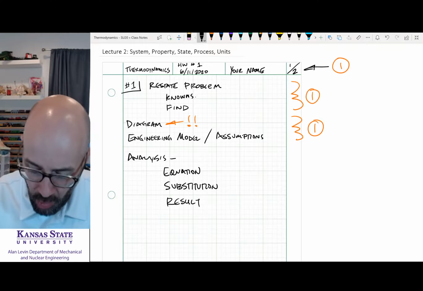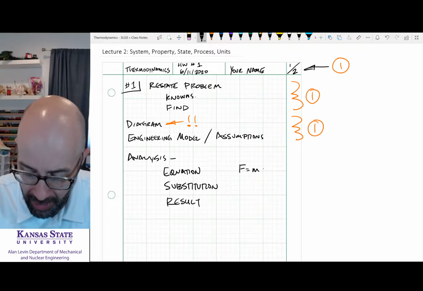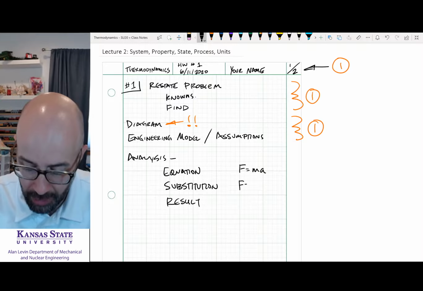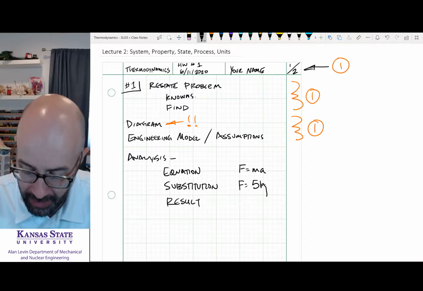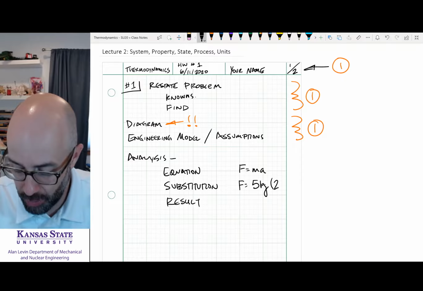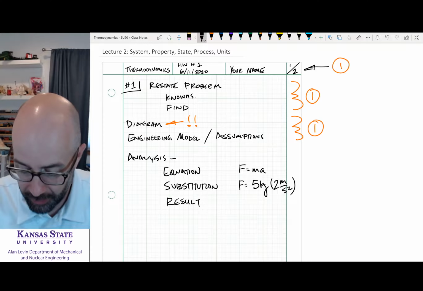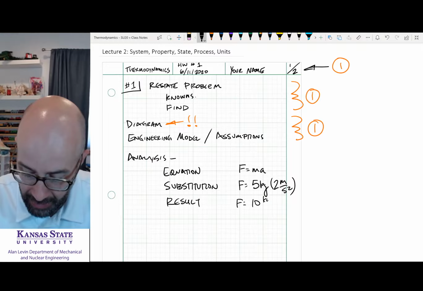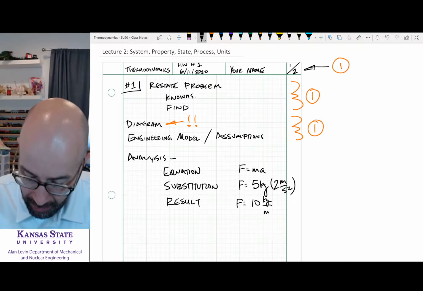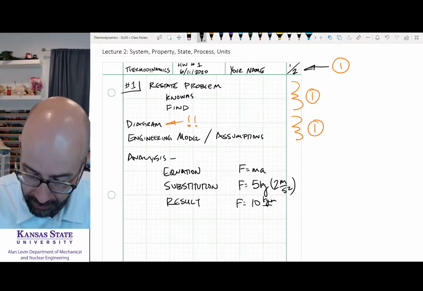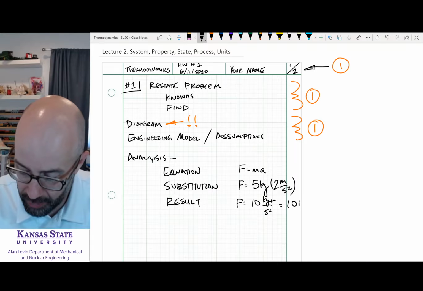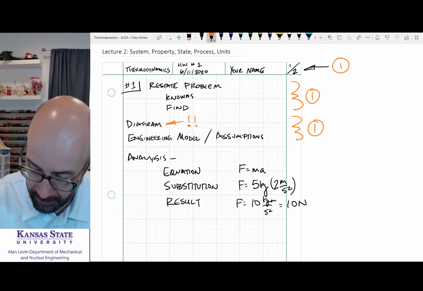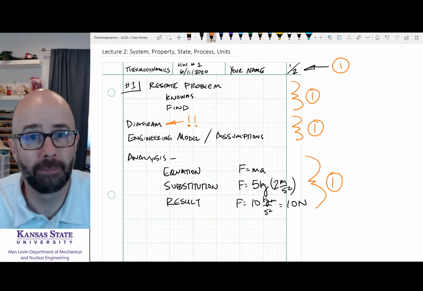So for example, the equation F is equal to ma. You're going to state that equation. Then you're going to say, well, force substitution, maybe my mass is going to be 5 kilograms, and my acceleration is going to be 2 meters per second squared. Okay, so now my result is force is going to be equal to 10 kilogram meter per second squared, which is equal to 10 newtons. Okay, that's what you're going to do for your analysis. This whole thing is going to be 1 point, showing your analysis.